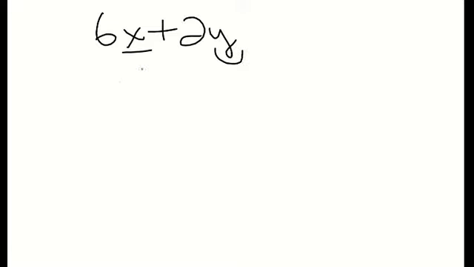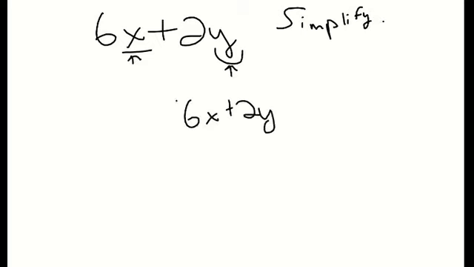Let's try another one. 6x plus 2y now. This is where we have to start analyzing our variables, like I said, and see if these are like terms. Well, we have an x right here, but we don't have an x right here, so they can't be combined. So if the instructions were simplify, all you could really do is just rewrite the answer, 6x plus 2y. That is in simplest form.